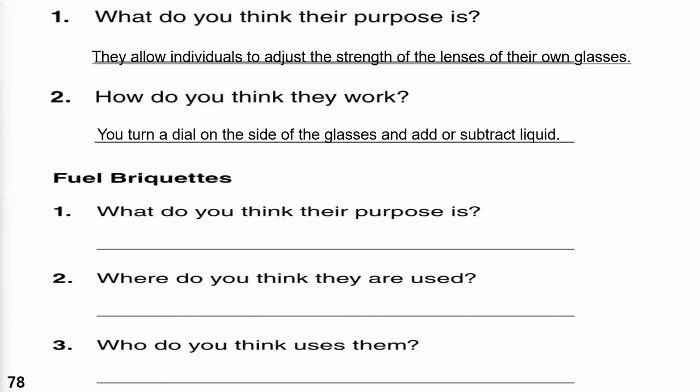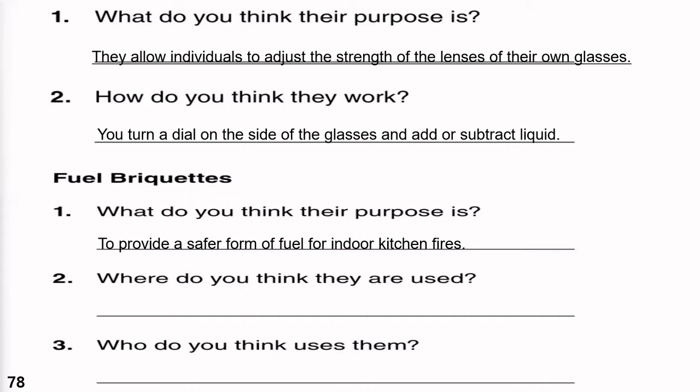All right, so you still have the answers for the liquid lenses, just in case. All right, let's look at fuel briquettes. What do you think their purpose is? To give a safer form of fuel for indoor kitchen fires. In this case, it wouldn't be to give, it would actually be to provide.